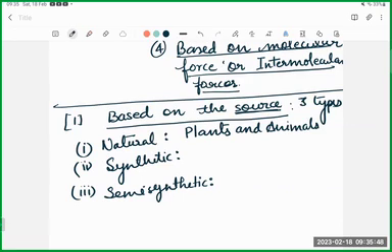Animals are from the zoo. Yeah, you continue, please. So we can say that is the source, correct? Plants and animals are the source of the natural polymers, basically.